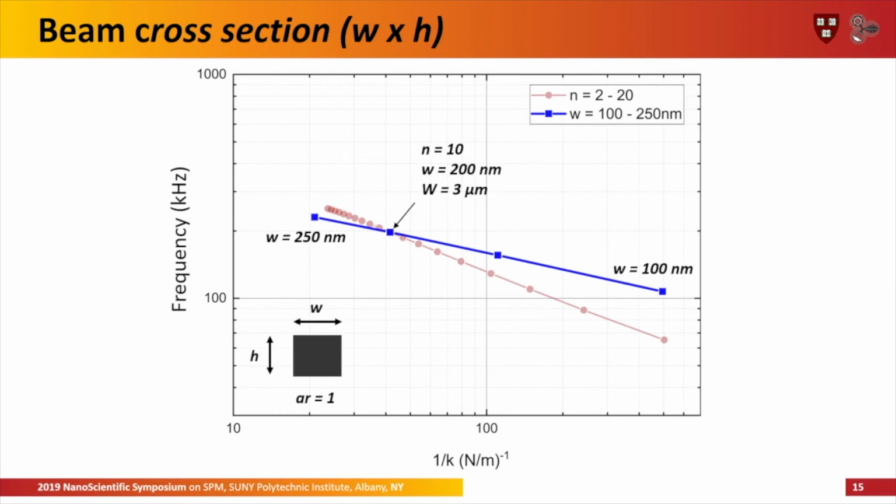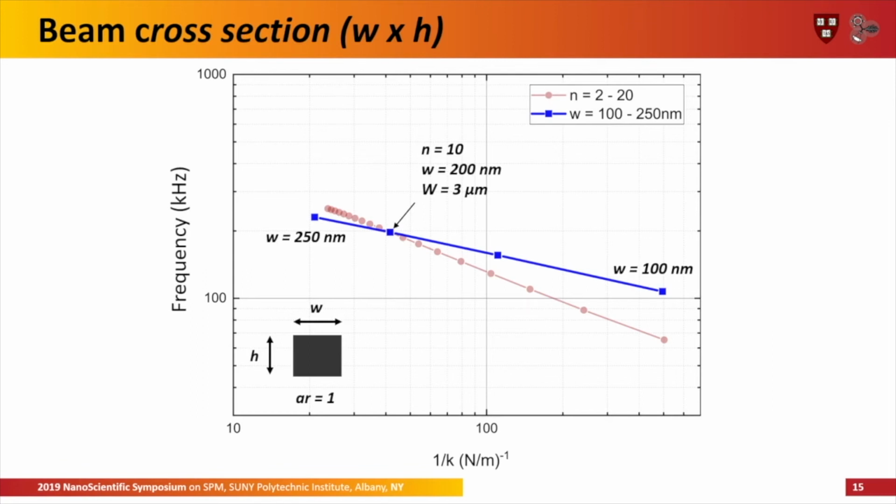change the width of the beam from 100 nanometers up to 250 nanometers. So again, with the increasing width of the beam, we make the cantilever stiffer. So we ended up with higher frequencies but lower spring constant.